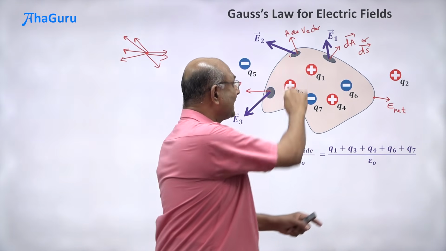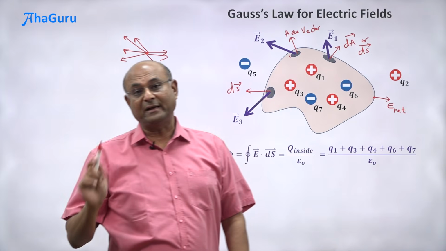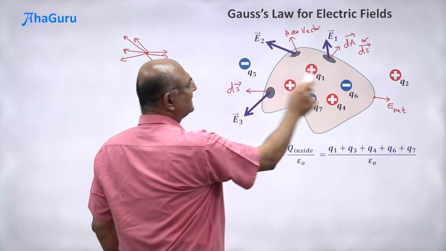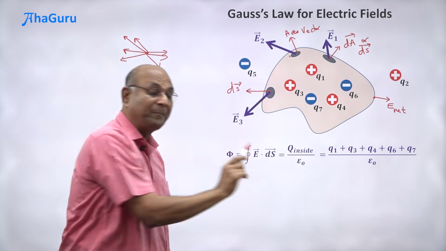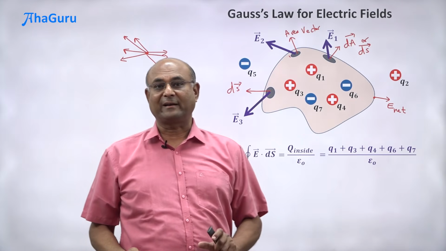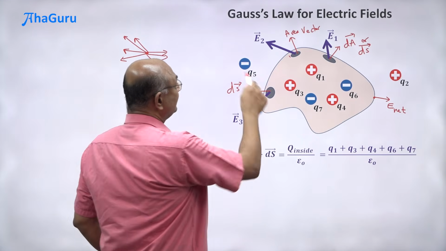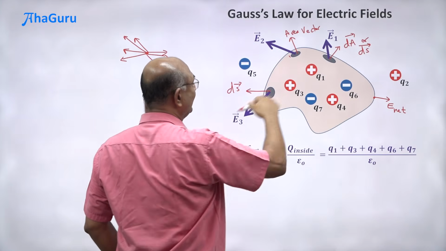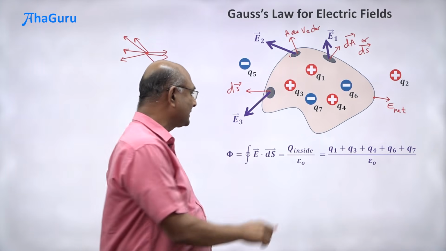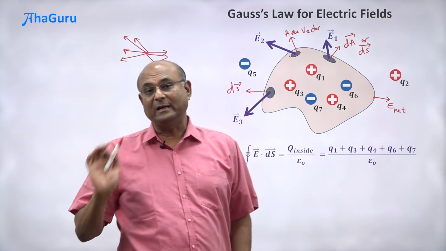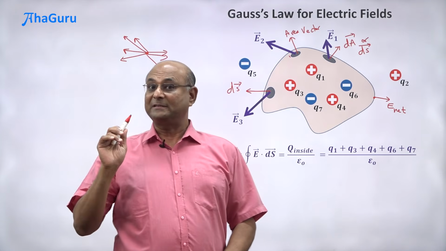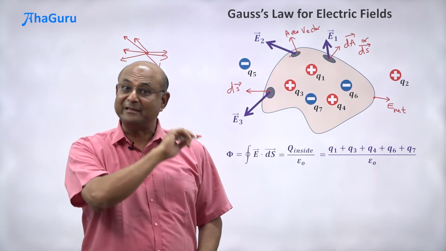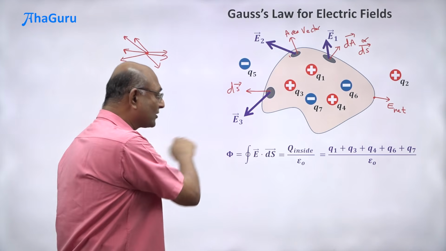The net charge inside divided by epsilon naught. This and this do not play a role in the answer. Of course, these play a role in E1, E2, E3. They all depend on all the charges, but the net answer only depends on the charges inside, which, if you think about it, is a very interesting law. Okay, so this is called Gauss law.